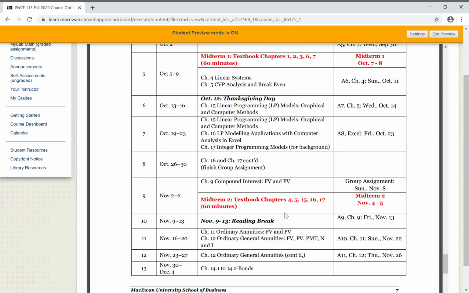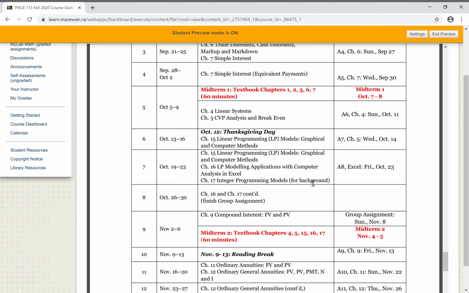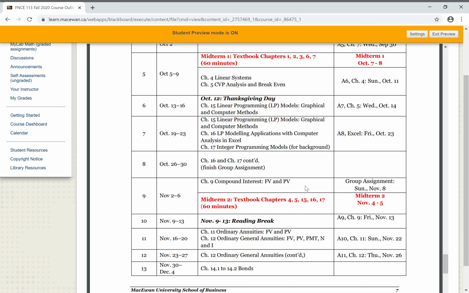Okay, now in terms of exams, like I said, the first midterm you can take between October 7th and 8th. It will be 60 minutes, and it will be from chapters 1, 2, 3, 6, and 7. This will be through Blackboard. We'll talk more about the exam later, and I'll also tell you about the format of the exam and what you can do to do well in the exam.